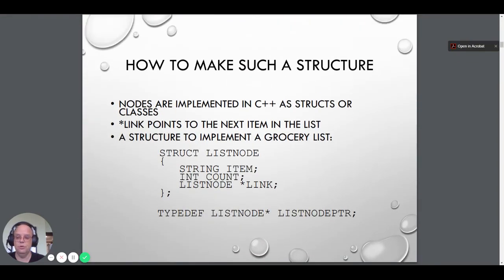So how do you make such a structure? Well, a lot of times you can have them implemented as structs or classes. In fact, you always have them implemented as structs or classes. So basically, we have struct ListNode. In this case, we're making a grocery list. There's a string, which is the item name, a count, and a link to the next item in the list. After that, to make things easier, we typedef a pointer to ListNode and call it ListNodePointer. This does seem somewhat circuitous, but we need to define the ListNode itself before we can make a pointer to it.